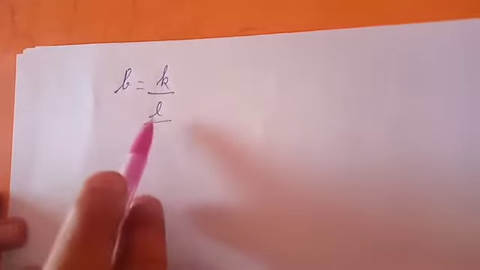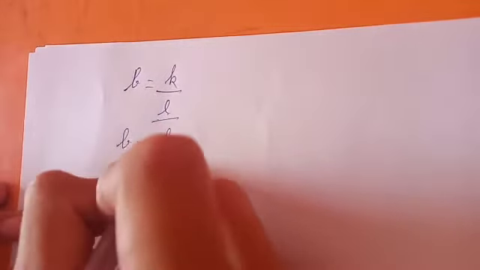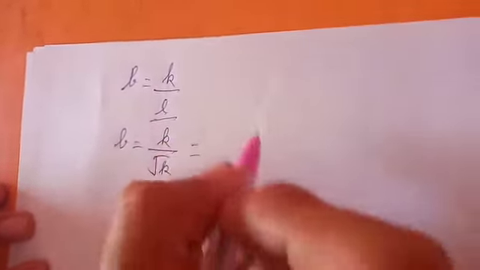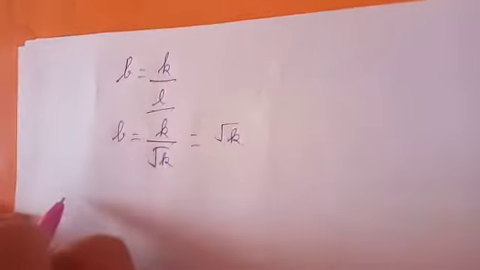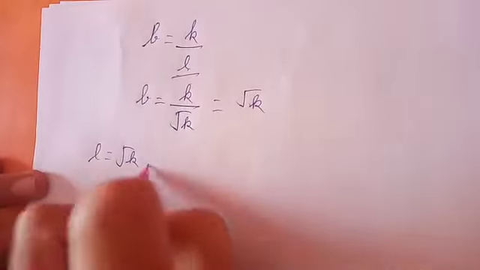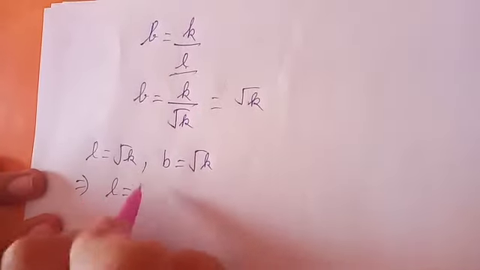Okay, but our breadth was equal to K by L, and now we have found the value of L, so I can put here L equal to root K. So B is equal to K by root K. That means again root K. L is also equal to root of K. B is also equal to root of K. That means length is equal to breadth.